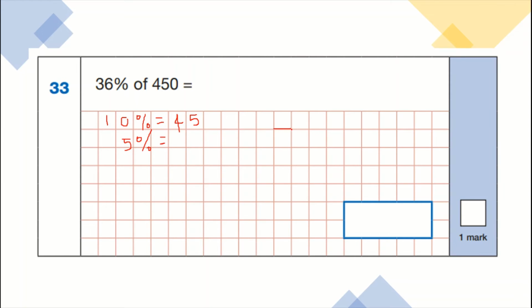So 45 divided by 2. How many 2's in 4? 2. How many 2's in 5? Also 2, with a remainder of 1. So we put in our decimal place and fill the digit space with a 0 with the remainder of 1. 2 into 10 is 5 times. So that would be 22.5. We would then move on to finding what 1% is.